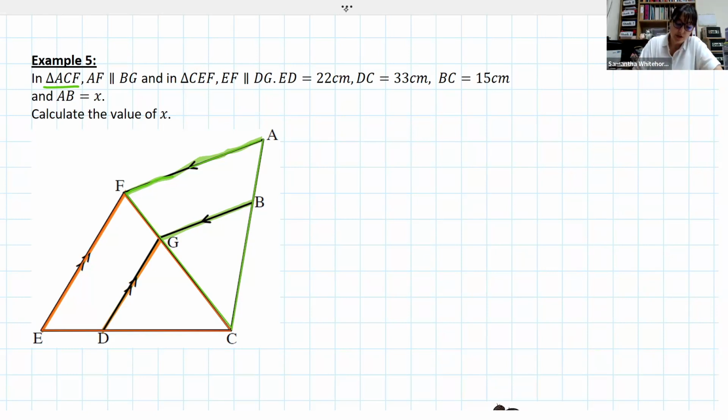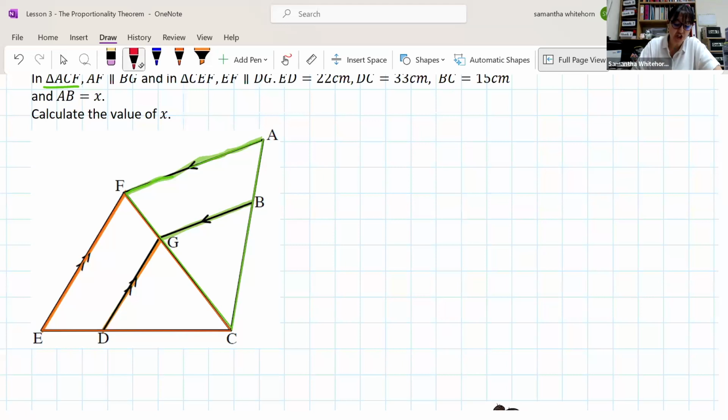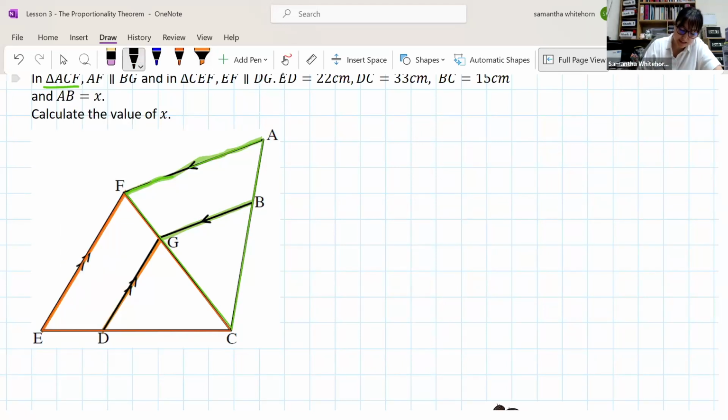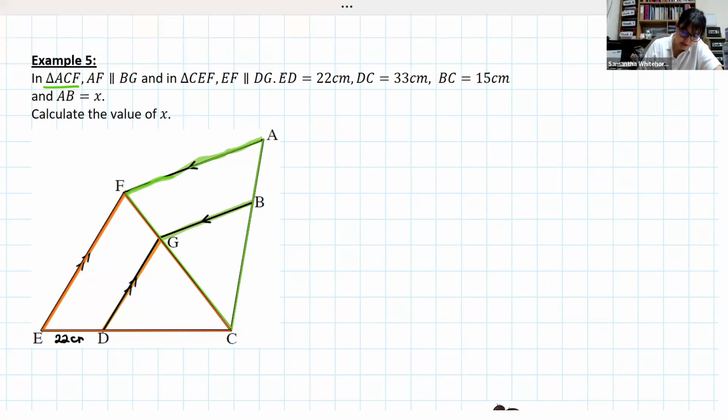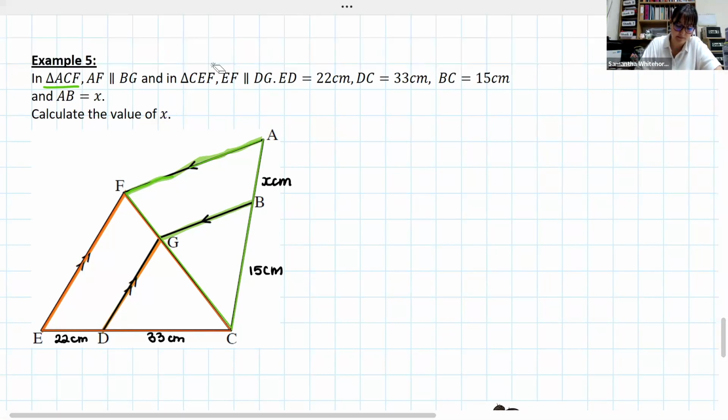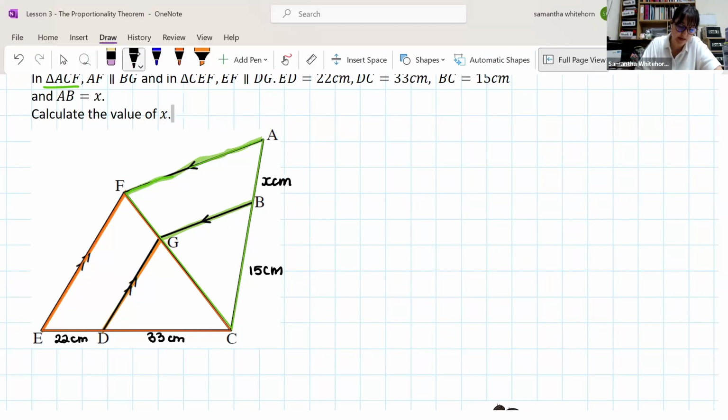Then I've been given a whole bunch of information about the lengths in my triangles. So I've been told ED is 22 centimeters, DC is 33 centimeters, BC is 15 centimeters, and AB is x centimeters. And shock horror, I have been asked to find the value of x. Okay, so we know exactly where x is.